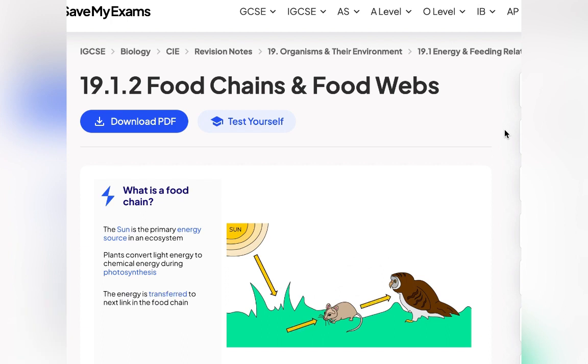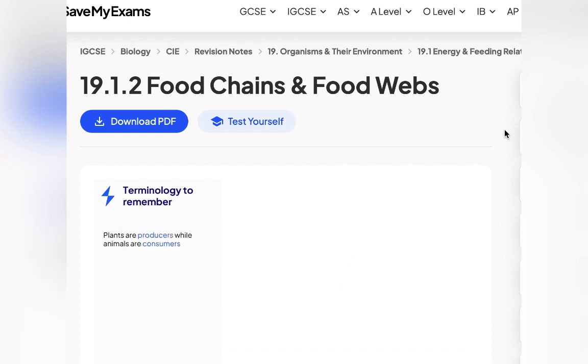Organisms that consume the plant-eating organisms will form the next link in a food chain to which energy is transferred. A food chain therefore shows the transfer of energy from one organism to the next, usually starting with a plant. Plants are known as producers because they can produce their own food during photosynthesis, while animals are called consumers because they must consume other organisms as a source of food.